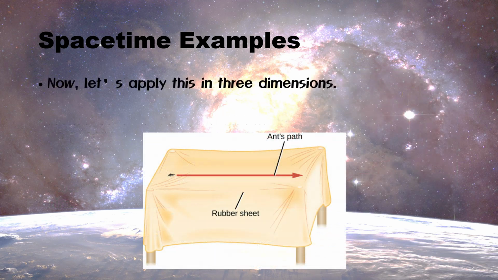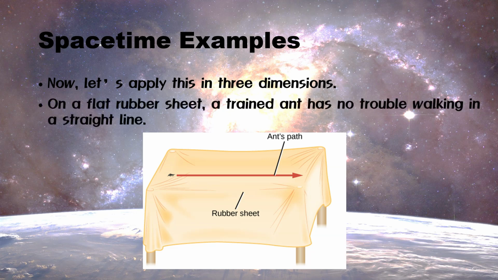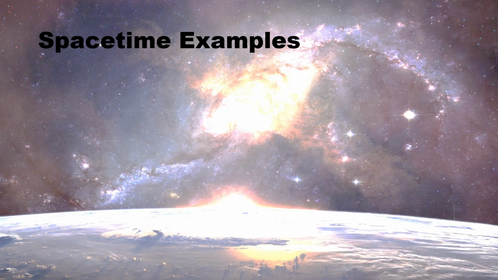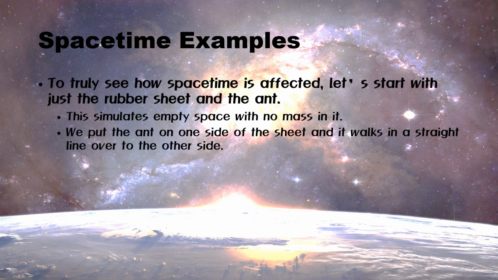So now let's apply this same idea, but in 3 dimensions. Let's take a flat rubber sheet and stretch it over a table. Here we have a trained ant that has no trouble walking in a straight line. To truly see how space-time is affected, let's start with just that rubber sheet and the ant, no other materials. This is really going to simulate empty space with no mass in it. We put the ant on one side of the sheet and it's going to walk in a straight line over to the other side.